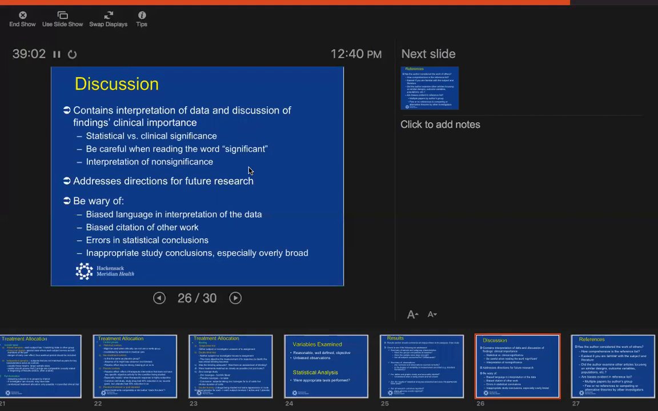So if you're doing a study looking at two antihypertensive drugs, and you have 10,000 subjects in each group, you may find a 1 millimeter mercury difference between group A and group B. And that may be statistically significant. And the authors may talk about this significant result. But it may not be clinically significant.